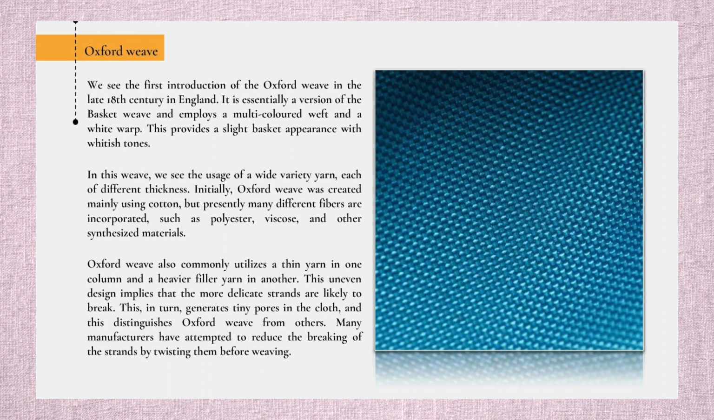Oxford weave. We see the first introduction of the Oxford weave in the late 19th century in England. It is essentially a version of the basket weave and employs a multiple colored weft and a white warp. This produces a slight basket appearance with whitish tones. In this weave, we see a usage of a wide variety of yarns, each of different thickness. Initially, Oxford weave was created mainly using cotton, but presently many different fibers are incorporated, such as polyester, viscose, and other synthesized materials.